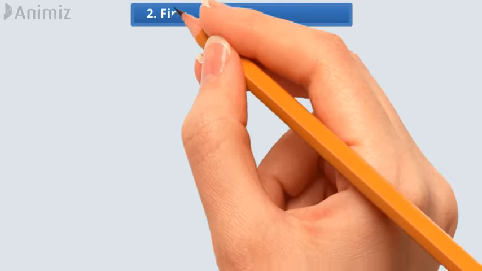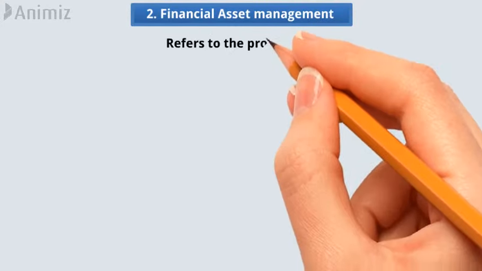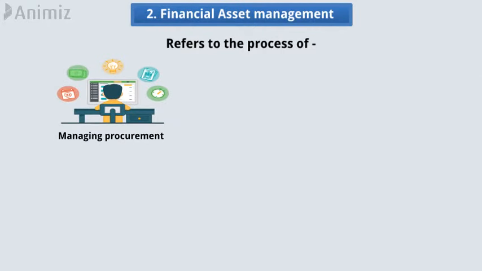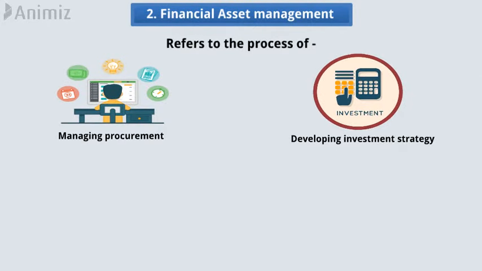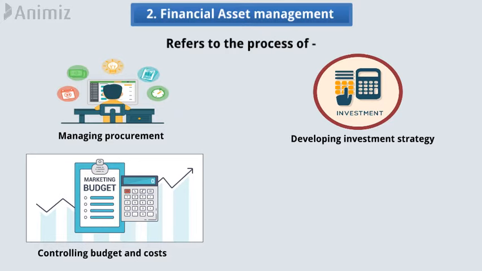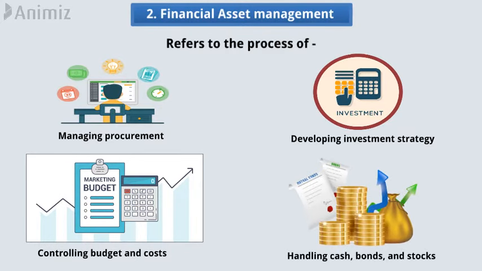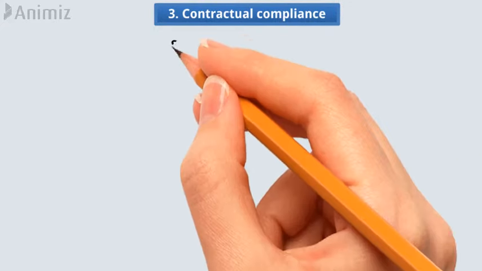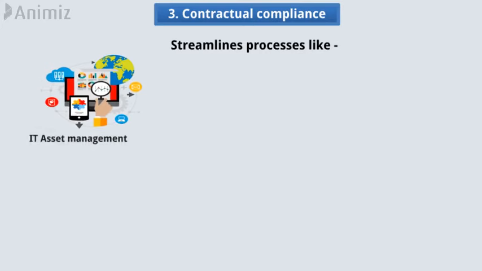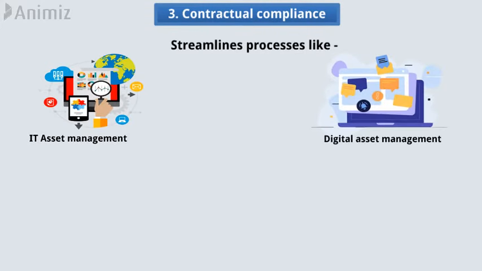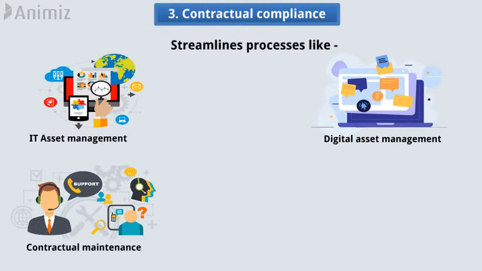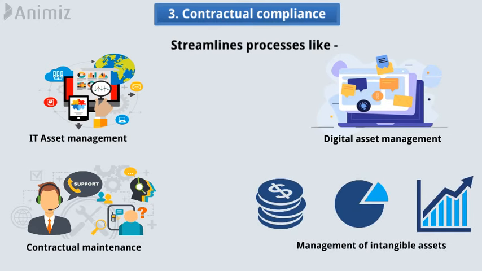2. Financial asset management refers to the process of managing procurement, developing an investment strategy, controlling budget and costs, handling cash, bonds, and stocks. 3. Contractual compliance streamlines processes like IT asset management, digital asset management, contractual maintenance, and management of intangible assets.